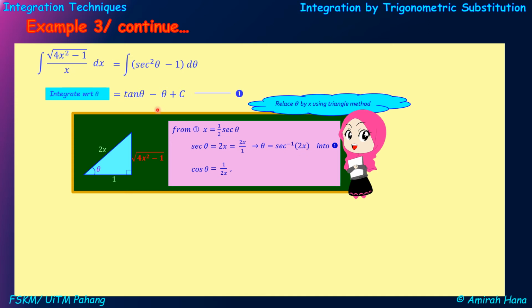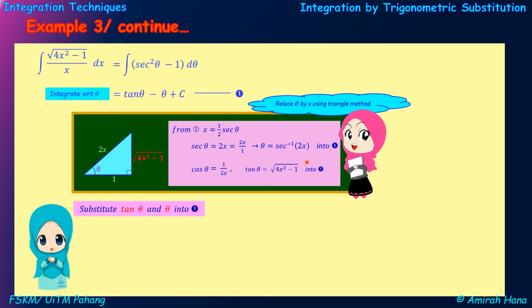And then from equation 1, we need to find tangent theta. Tangent theta means opposite over adjacent. So we can write tangent theta equals the square root of 4x squared minus 1 over 1, because our adjacent equals 1, but we don't need to write over 1. Then we can substitute theta and tangent theta into equation 1.